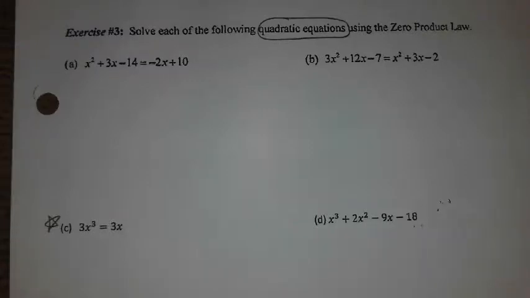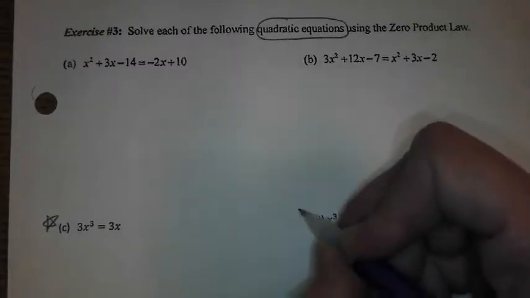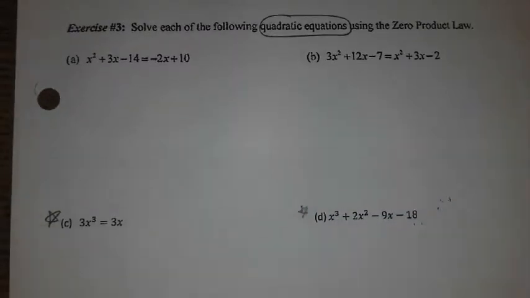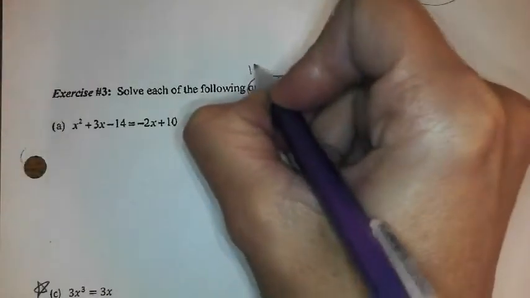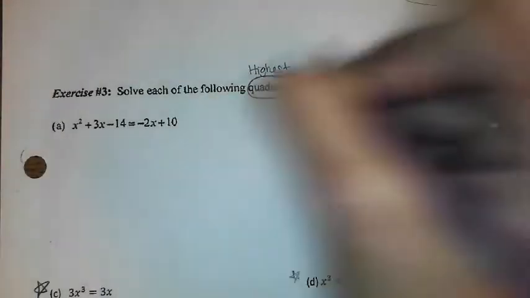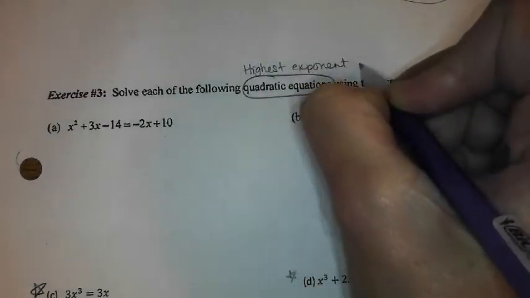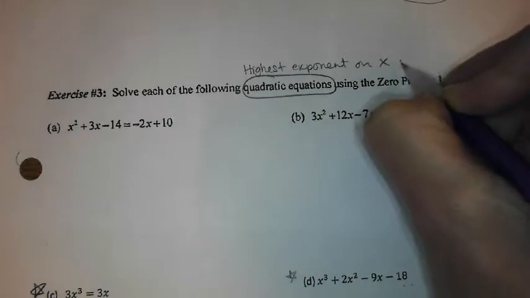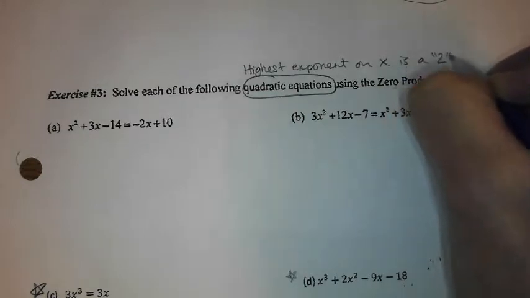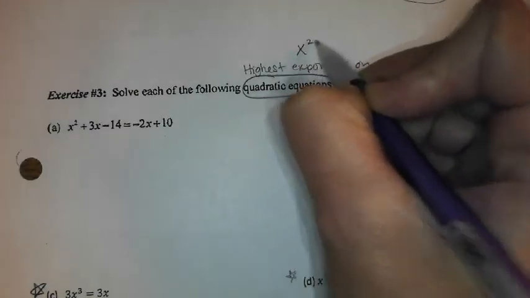A, B, and... Oh, just kidding. D is not a quadratic either. The highest x power is a square, correct. So the highest exponent on x is a 2. In other words, x squared.